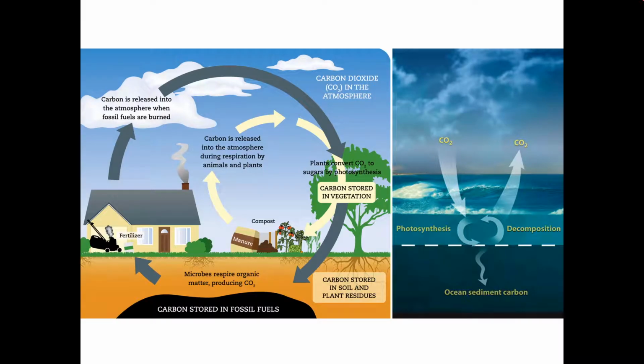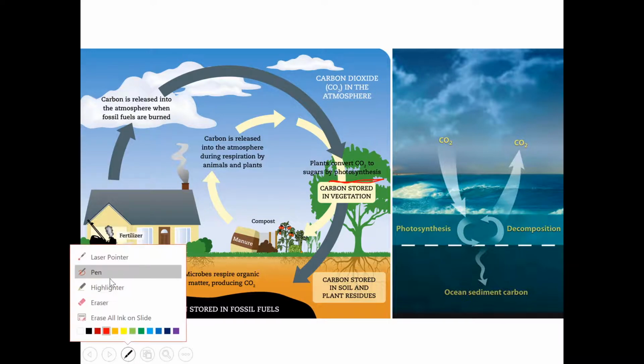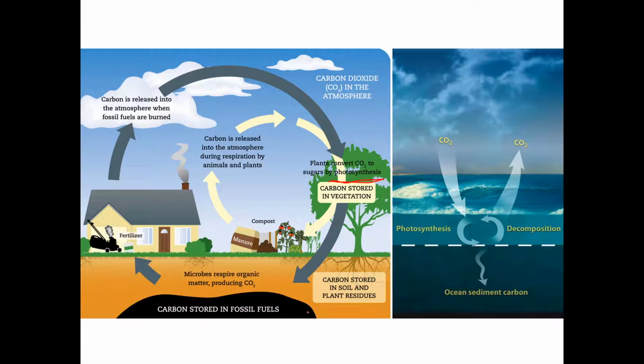Here is a simplification of the carbon cycle with a few of the key steps I want to emphasize. One of them is these two opposing processes that are performed by living things. One of those we've talked about already is photosynthesis. With photosynthesis, plants are pulling carbon dioxide out of the air, and they're bringing that down into the plant tissue itself. So it's pulling carbon dioxide out.